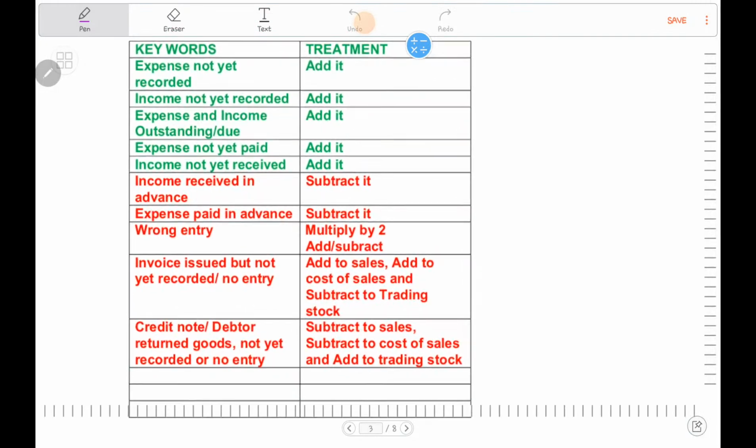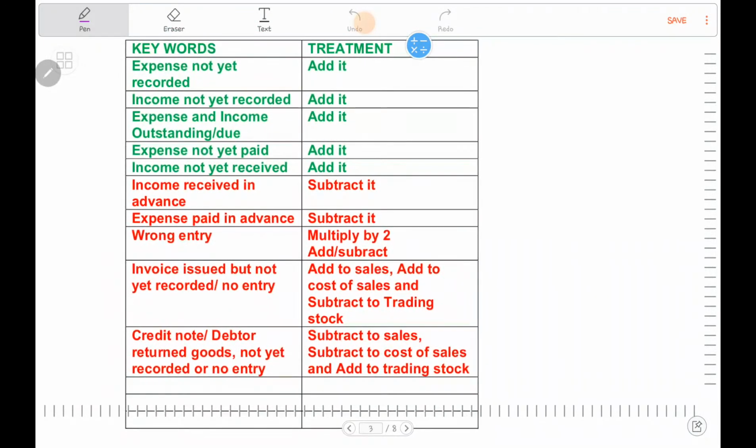These are the keywords, and I've also showed you how you can treat them. Treat them means that you'll be adding or subtracting. Now if you come across any information or any adjustments that indicate that the expense was never recorded, all you have to do is to simply add. So there is no need for you to wander around and ask yourself how you are going to treat it. The answer is simple.